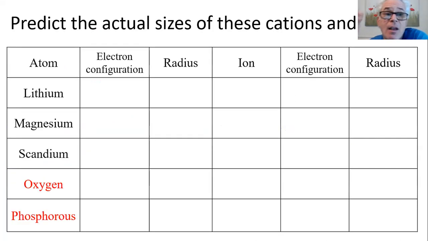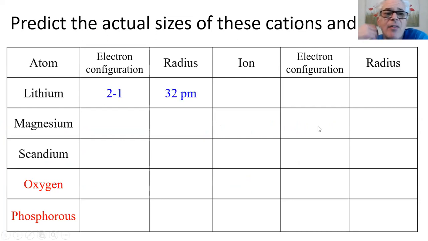Now, what about this? What if we wanted to actually predict the actual sizes for cations and anions? And I know teenagers hate to do any kind of predicting. They're nervous to commit. You're going to have to commit. Don't worry about it. It doesn't matter. There's no right and there's no wrong.